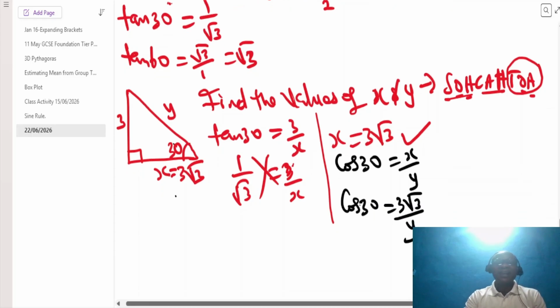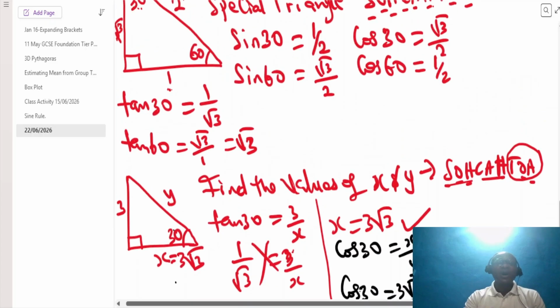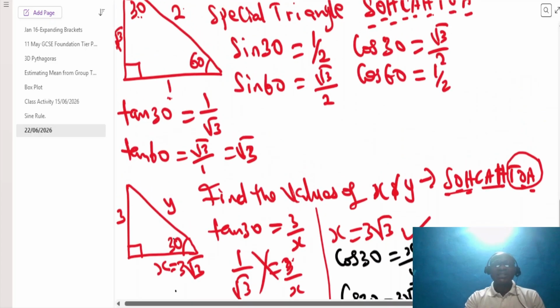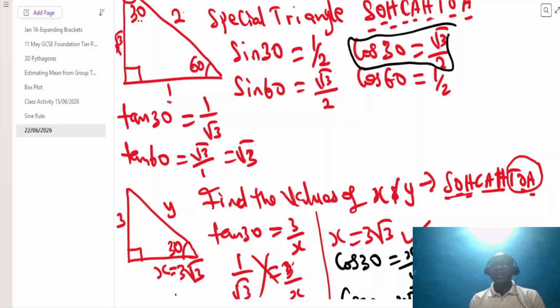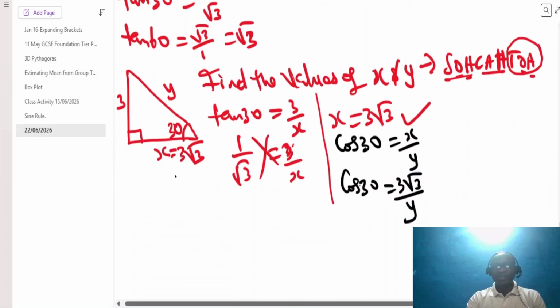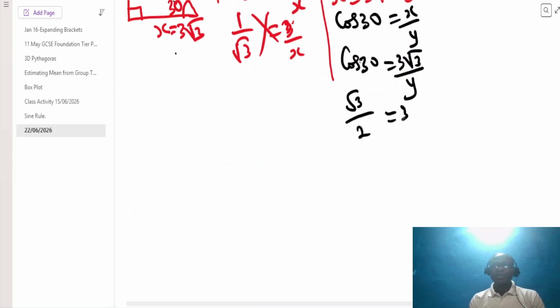But before I find the value of y, I go back to the special angle to find the accurate value of cos 30. Look at where we evaluated cos 30. We say that cos 30 is root 3 over 2, isn't it? I come back to this place and replace it. So cos 30 now is root 3 over 2 equal to 3 root 3 over y.